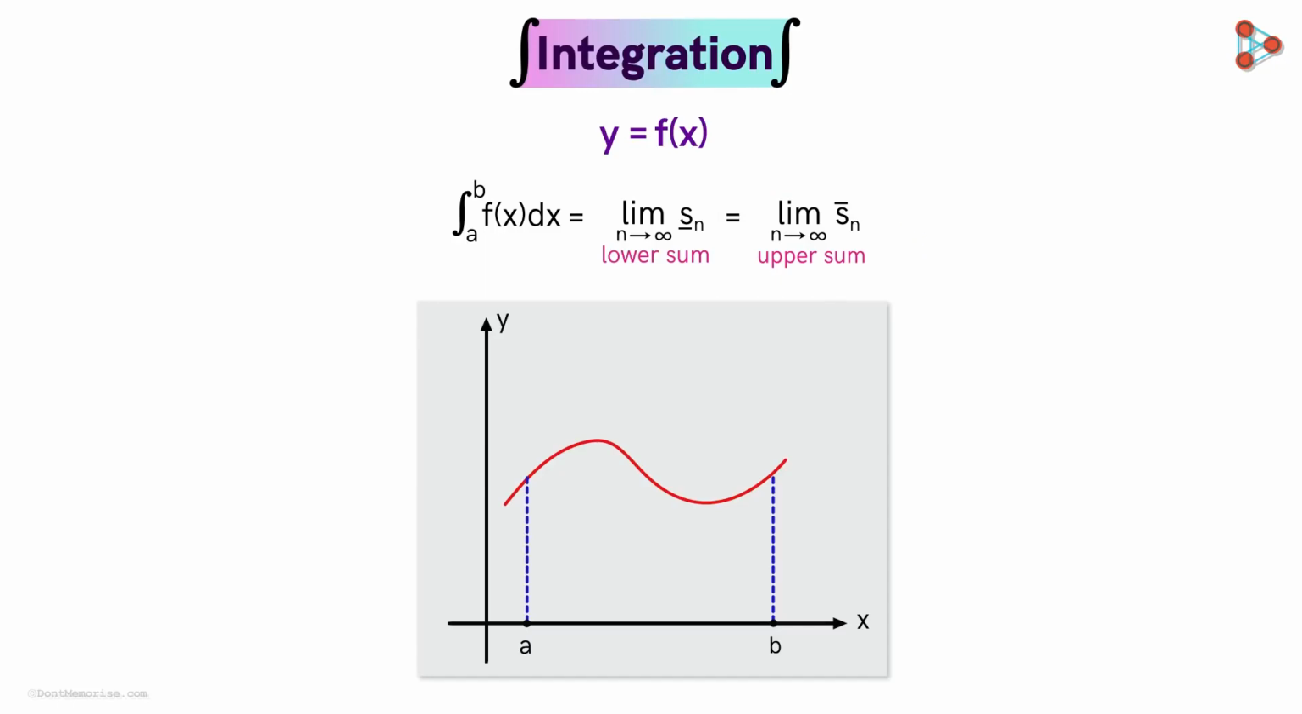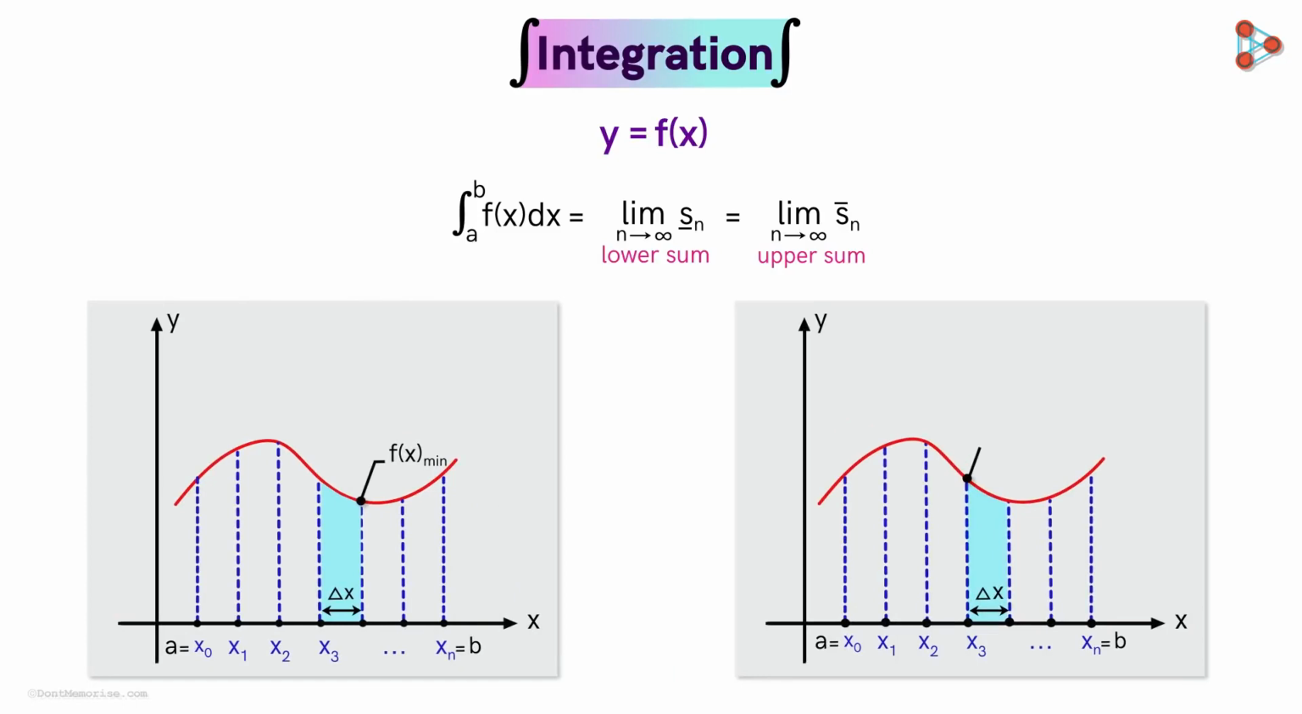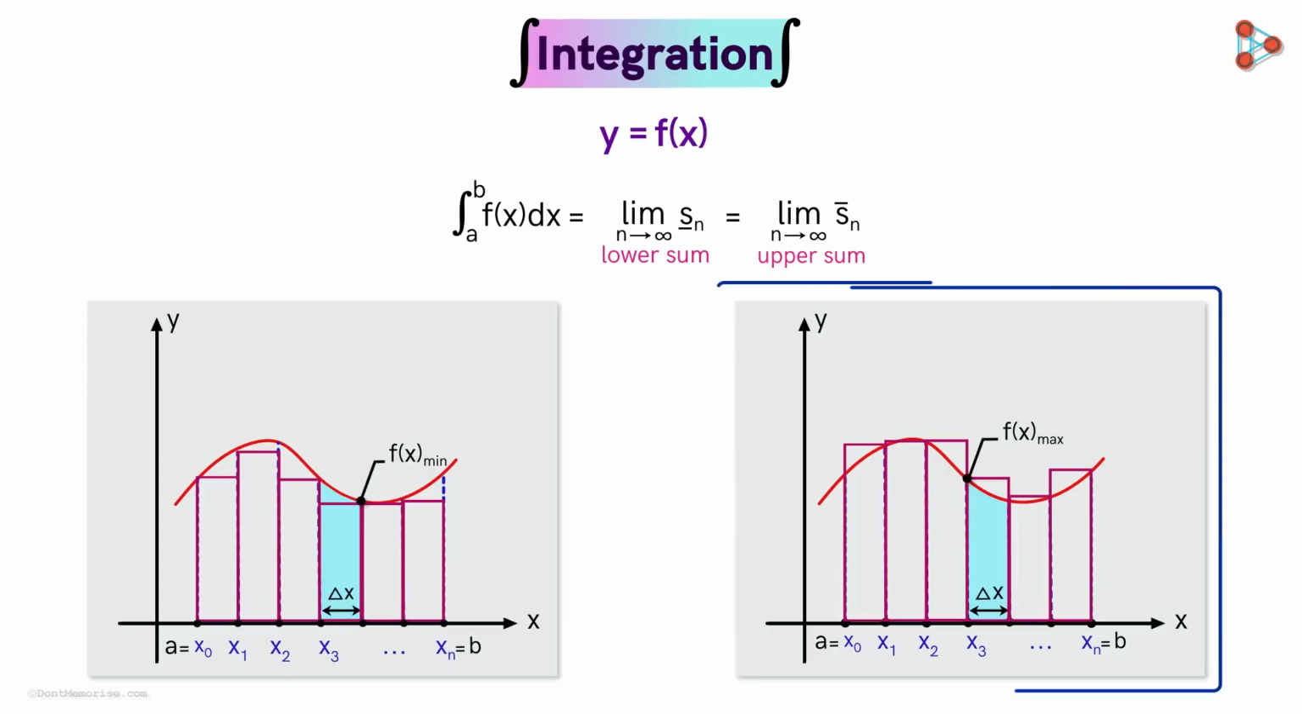Right. To find the lower sum and the upper sum, we first divide this interval into n subintervals. For the lower sum, we consider the minimum value of the function in each subinterval. And for the upper sum, we consider the maximum value of the function in each subinterval. The rectangles formed considering these values as the height give us the lower and the upper sums.